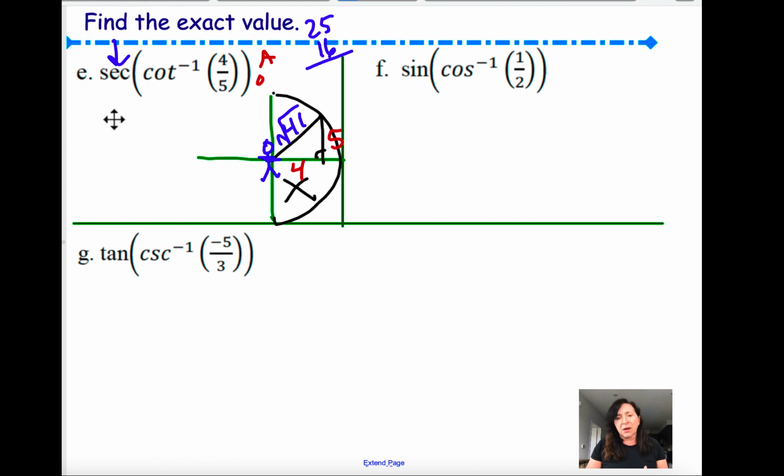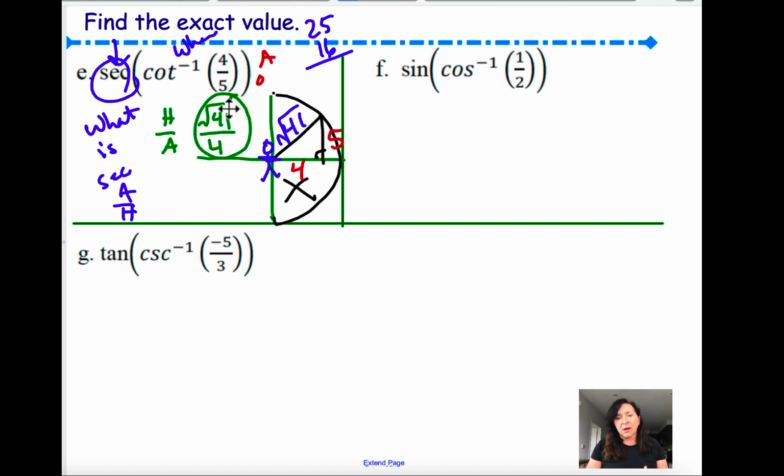Now, this is asking me what is secant. That's what it's saying. What is secant? The negative 1 is saying where or what angle. Secant is saying what is the exact value of where I am. And remember, secant is the reciprocal of cosine. Cosine is adjacent over hypotenuse. So what this question is asking me is, what is the hypotenuse over the adjacent side for where I am? So that's going to be root 41 over the adjacent side, which is 4. And then this would be my final answer for this two-step problem.